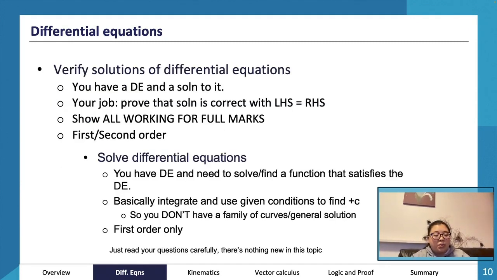In terms of actually doing it, like I said, there are 2 different types of questions. There's verifying and then solving. The verifying one normally relates to doing a differentiation on a complex equation that you're dealing with, whereas when we talk about solving, normally you're doing more anti-differentiation. In terms of the steps, you'll get a differential equation and a solution to it for verification, and your job is to prove that solution works. So you have to show all your working, because these will be show that questions.